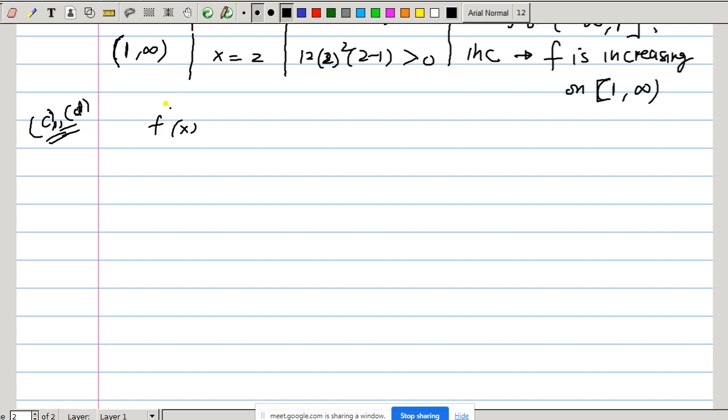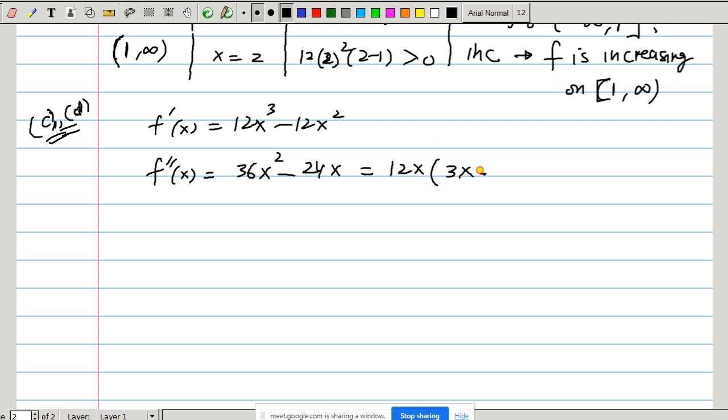What was the first derivative? The first derivative was 12x cubed minus 12x squared. Now if I take the second derivative, it becomes 12 times 3 is 36x squared minus 12 times 2 is 24x. So 12x is common: 12x times (3x minus 2). So this is what I got.